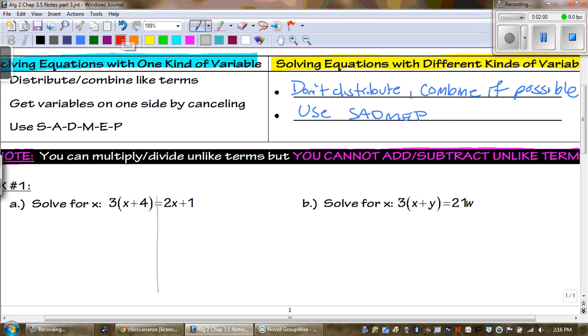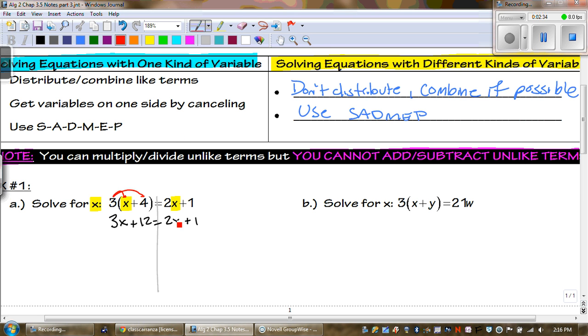Looking at problem number 1, there's only one variable. The directions are asking us to solve for x. So the first thing that we would do is distribute. There's only one variable, so we can do that. 3 times x is 3x, and 3 times 4 is 12. Everything on the right side stays the same. Now, can we combine anything? No.